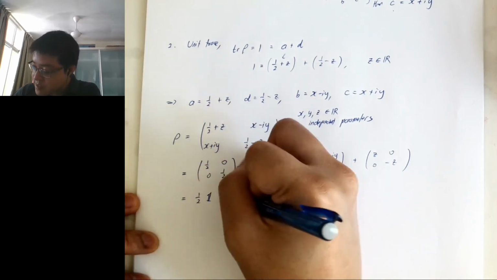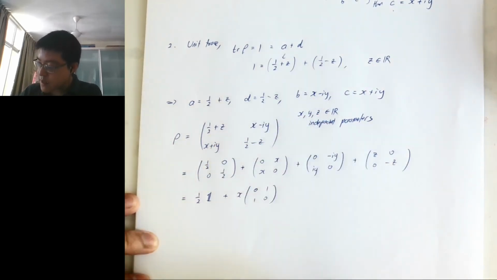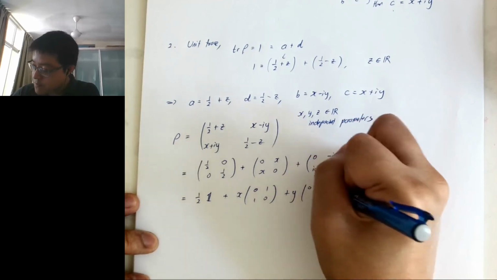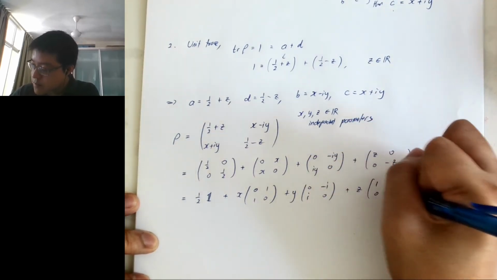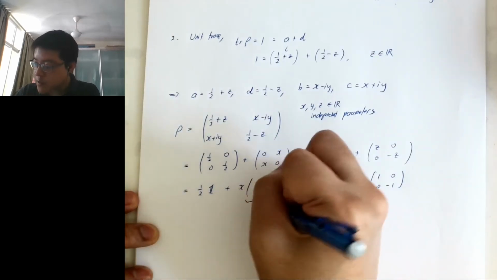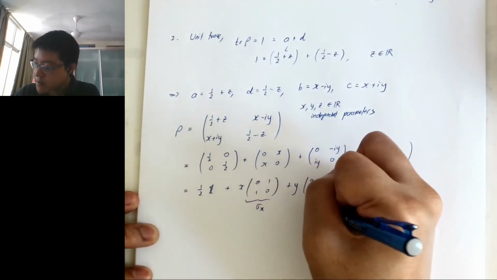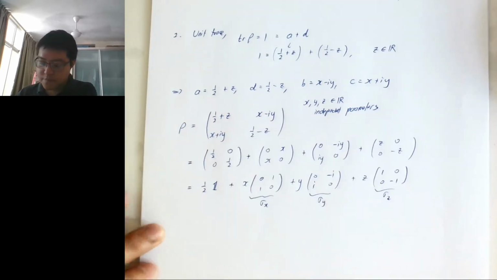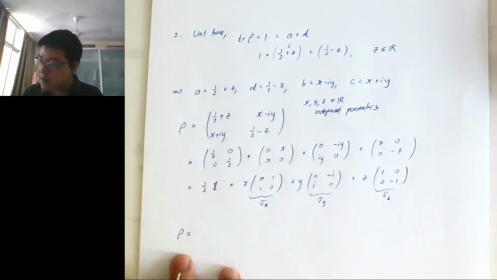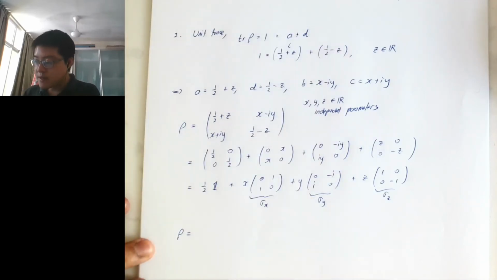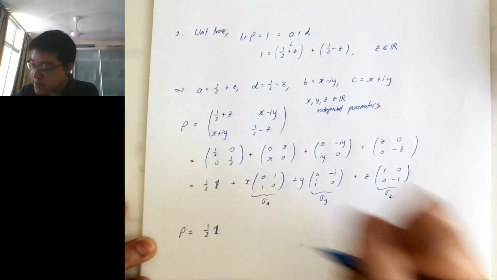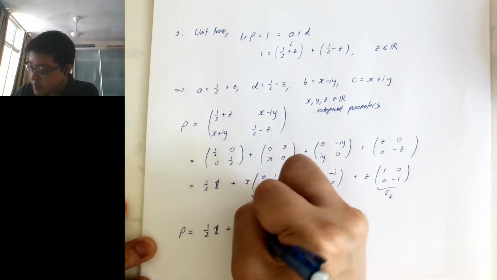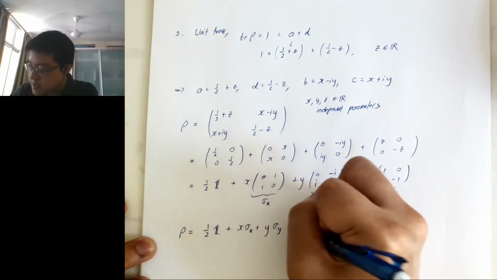If I take the x out, I got this. If I take the y out, I got this. If I take the z out, I got this. And then suddenly the Pauli matrices appear again. So what we have found is that the density matrix that needs to satisfy these two properties can be constructed using the Pauli matrices. So it's just half identity, and then x sigma x plus y sigma y plus z sigma z.